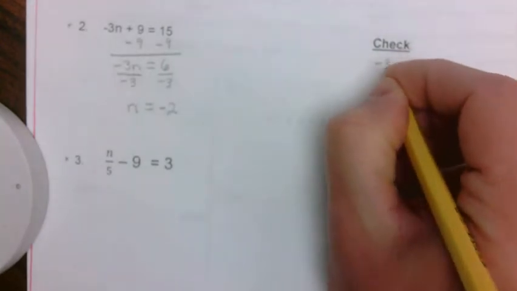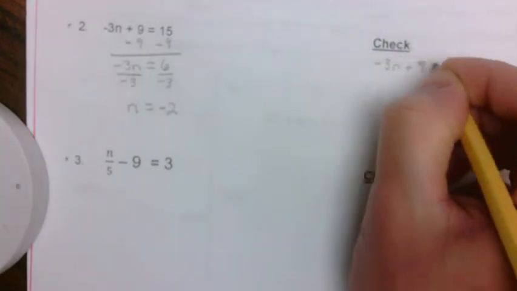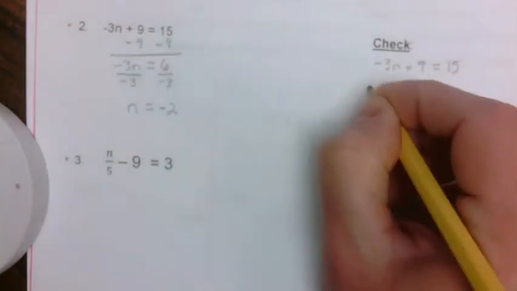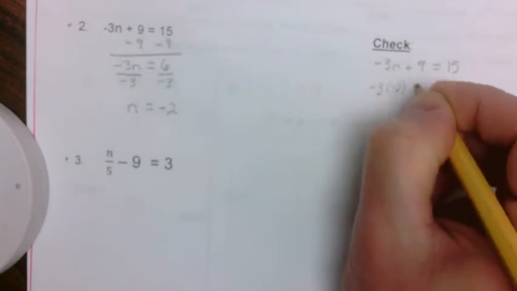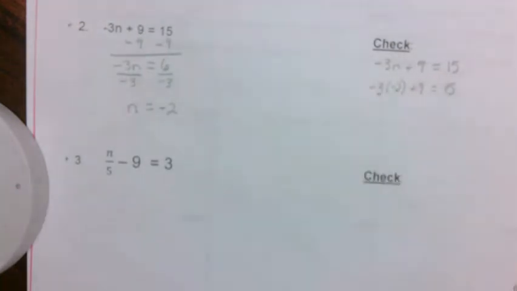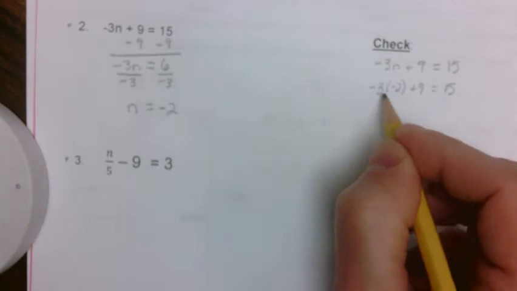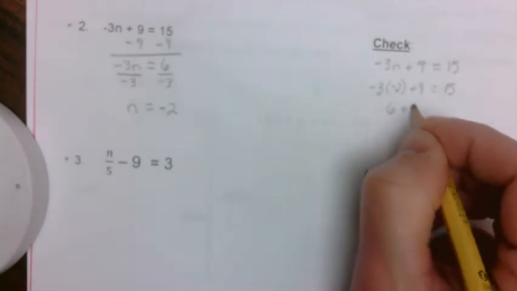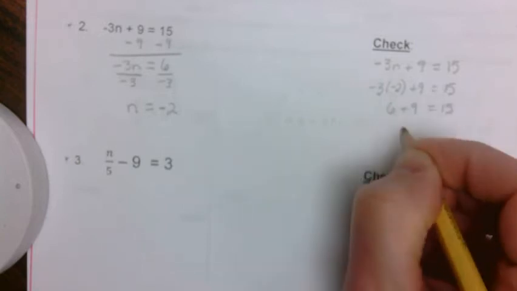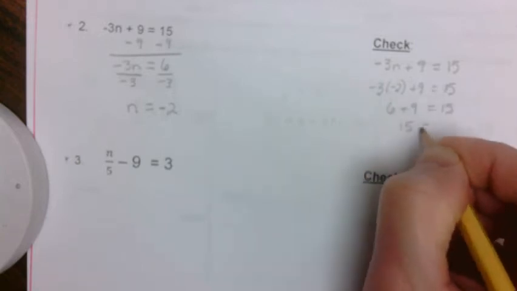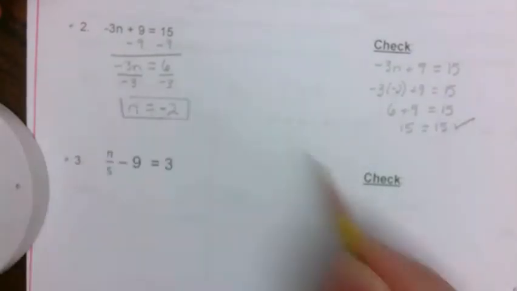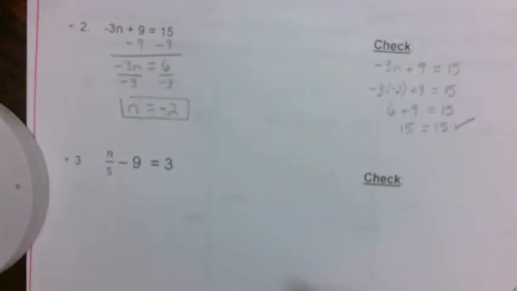Okay, so we rewrite the equation first. Negative 3n plus 9 equals 15. I replace n with my answer, which I think is -2. And now I'm going to use my order of operations. So I'm going to multiply before I add. -3 times -2 is 6. And then when I add 9 with 6, that gives me a value of 15. 15 equals 15, so the check worked, and I know that n had a value of -2.